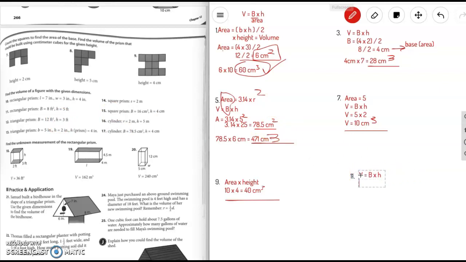Volume equals base times height. So base here is 8 feet. The height is 5 feet. 8 times 5 is 40 feet cubed.